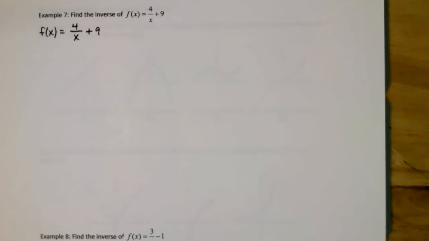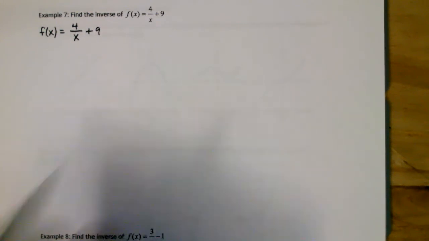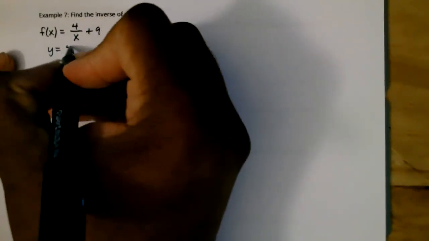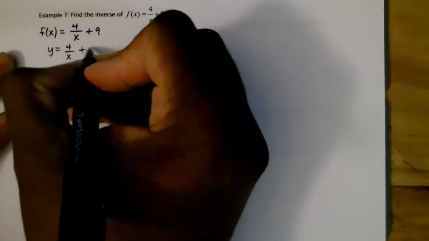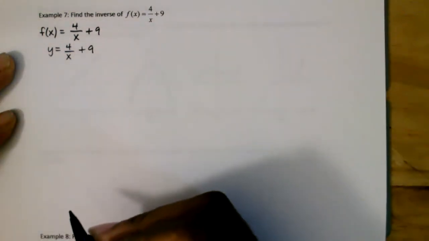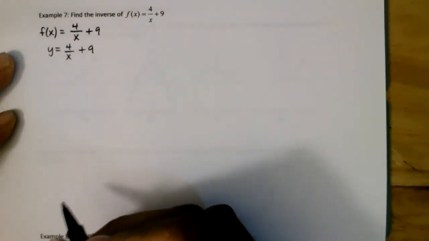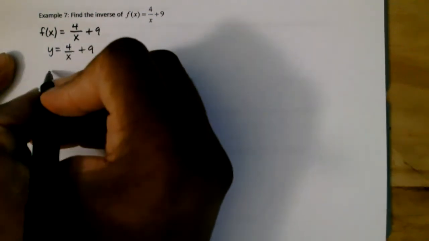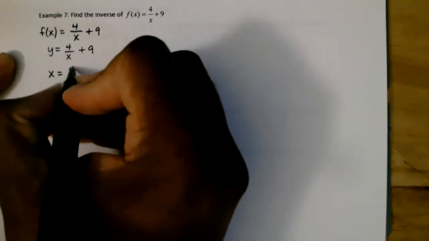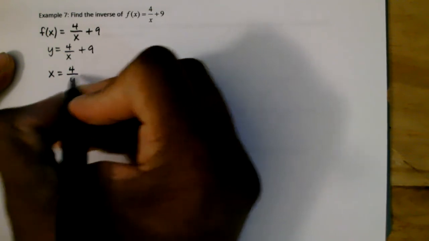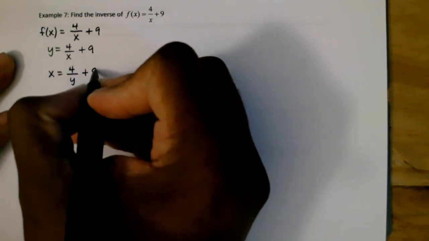Okay, so let me rewrite this. So now the first step would be to replace your f of x with y. That's the first step. So it'd be y is equal to 4 over x plus 9. Next, you're going to interchange x and y. So that means this y becomes x and the x becomes y. So x is equal to 4 over y plus 9.